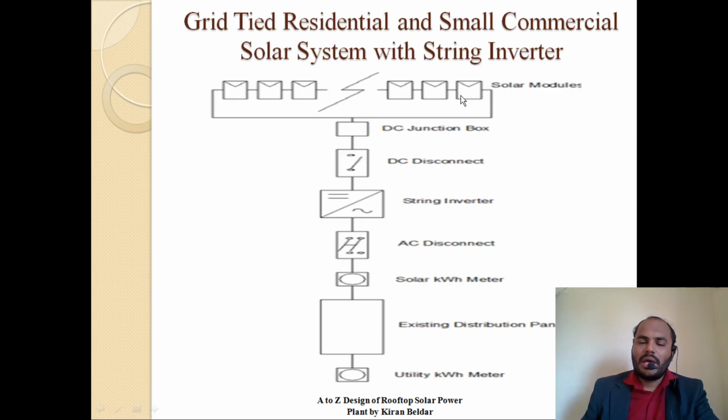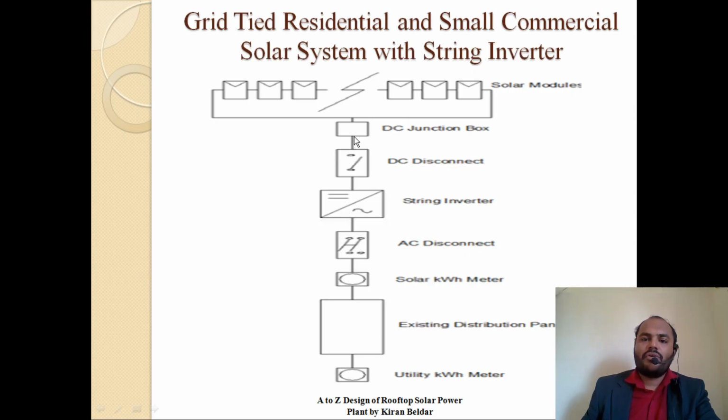These blocks are a solar panel. The connections of this solar panel are given to a DC junction box. Basically, a DC junction box is a box where a number of strings of solar panels are connected at one point. Therefore, it is called a DC junction box.